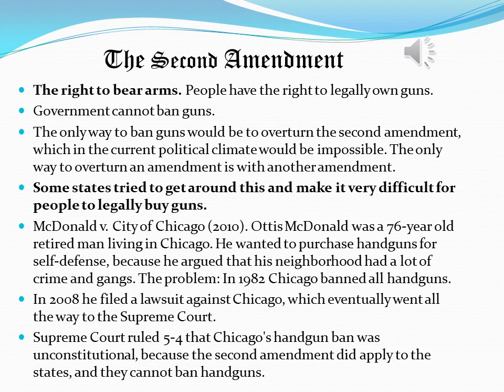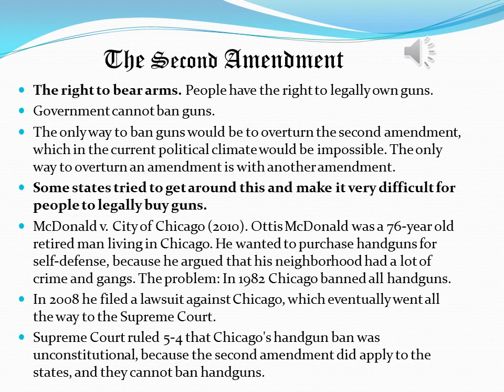And you don't really need to know this for the Regents, but I feel like I need to give you guys a little bit of background. I want to talk about the Supreme Court case of McDonald versus the city of Chicago, which goes back to 2010. Otis McDonald was a 76-year-old retired man living in Chicago. He wanted to purchase handguns for self-defense because he argued that his neighborhood had a lot of crime and gangs, and he needed to defend himself.